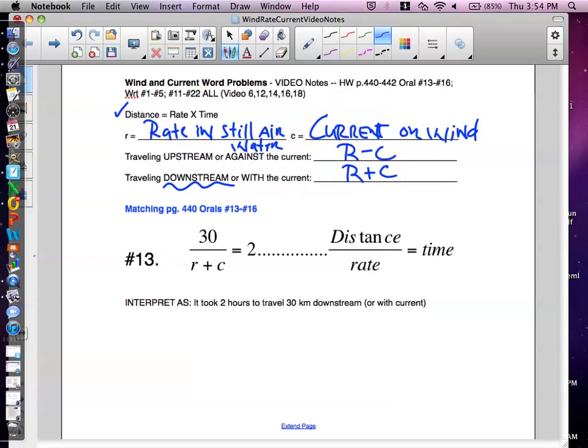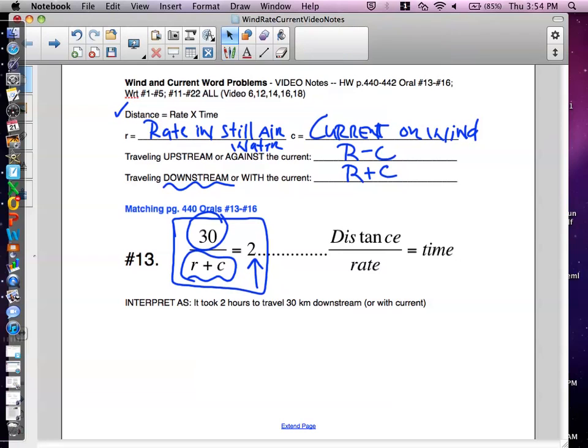And the first set of problems I want you to look at are the oral problems on page 440. It's a little matching set, and they give you some equations, and then they ask you to match the equation with the description that explains what's going on in the equation. So in this particular number 13, I would interpret this as it took me 2 hours to travel 30 kilometers going downstream, or with the current, with the wind. So that's the way I would interpret that. And you can look at the others in the book and match them up.